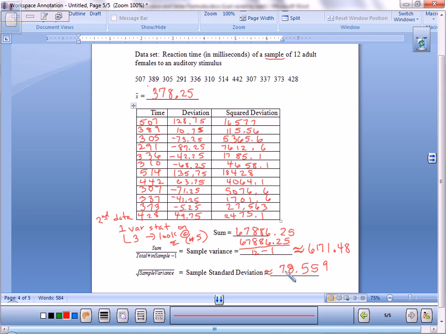But we need to understand the process, which is why I showed you how to manipulate the calculator to do it for you. So the process is, 1, find the mean, find the difference between the data and the mean, square that difference, find the sum of those squares, divide by n minus 1 for a sample, divide by n for a population, and then take the square root.